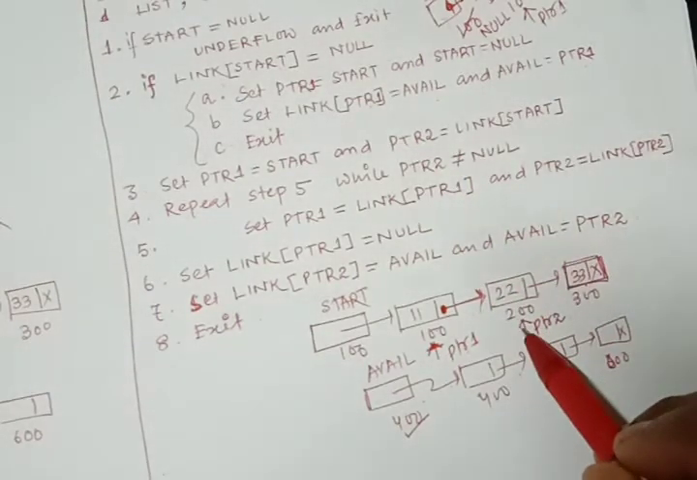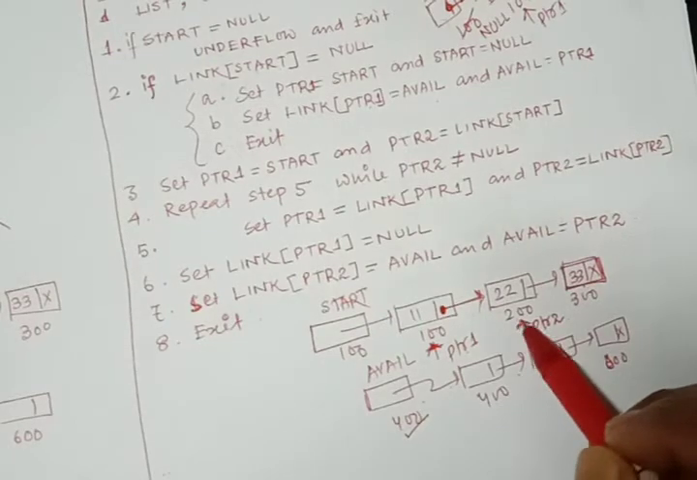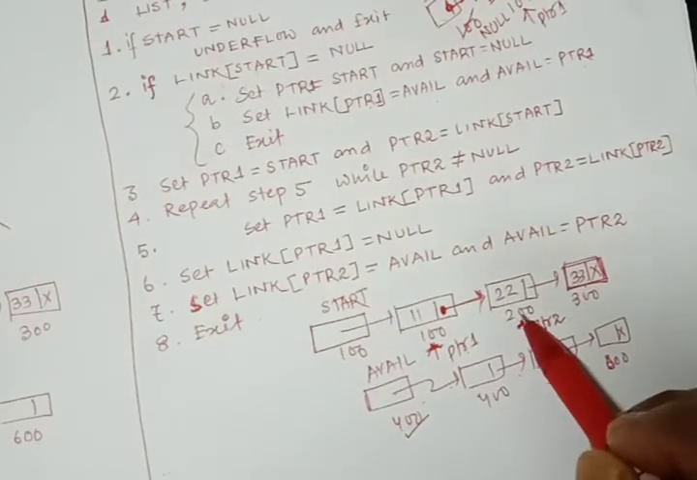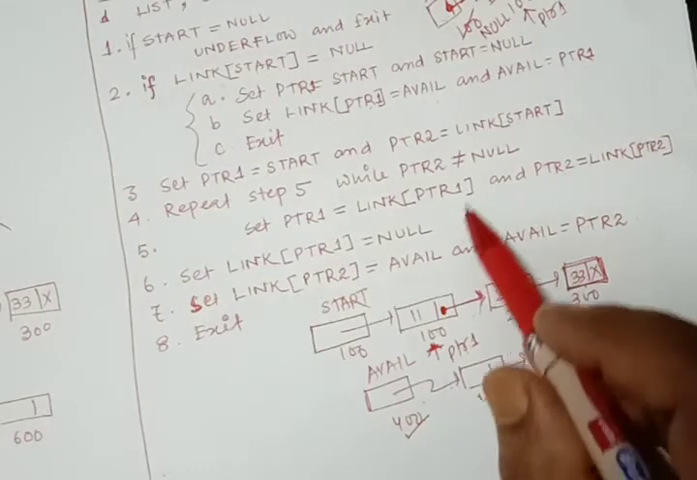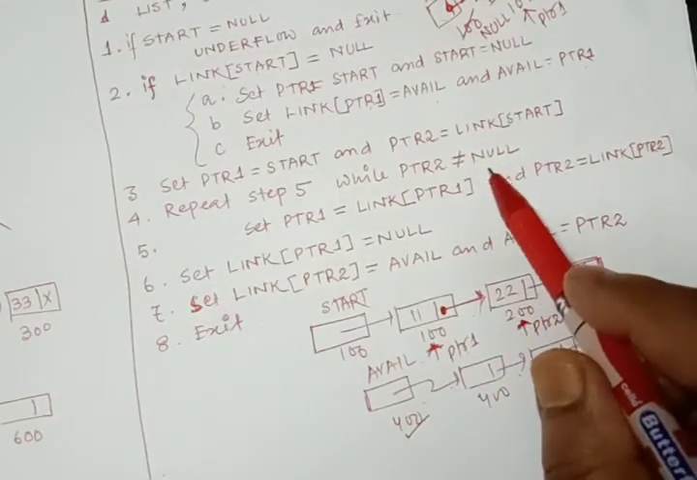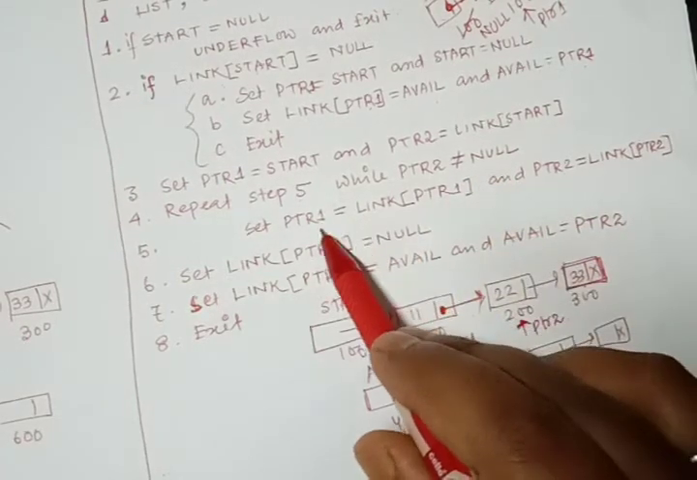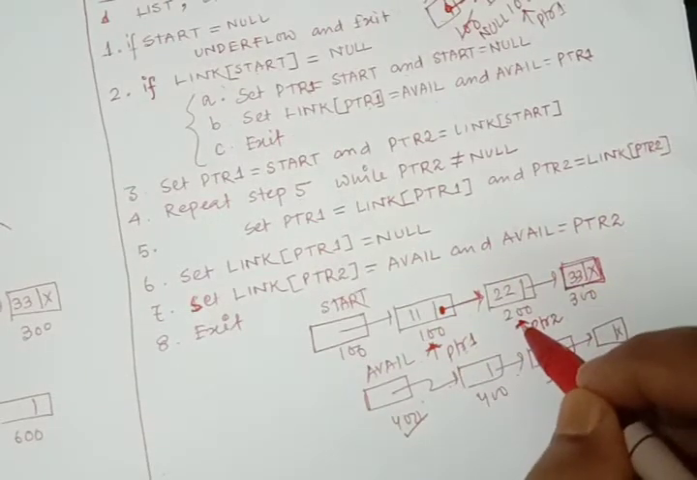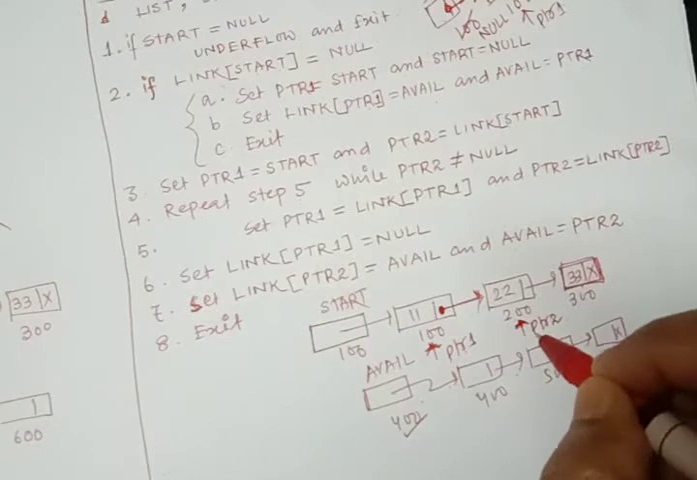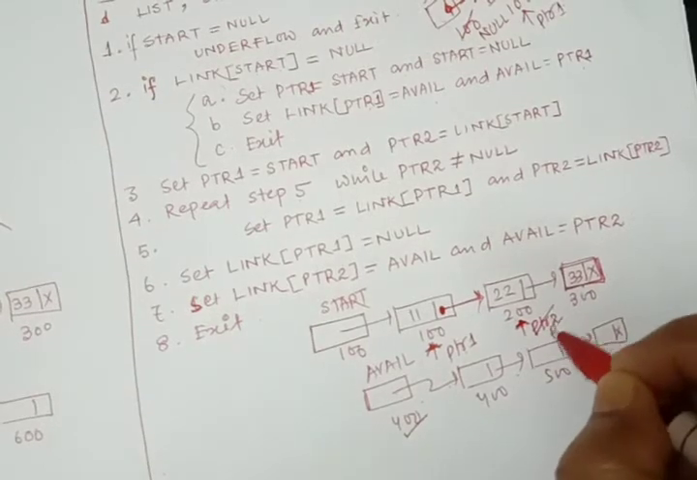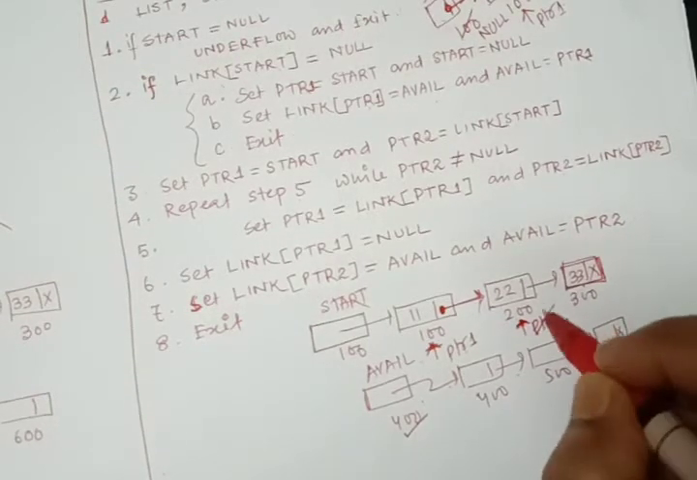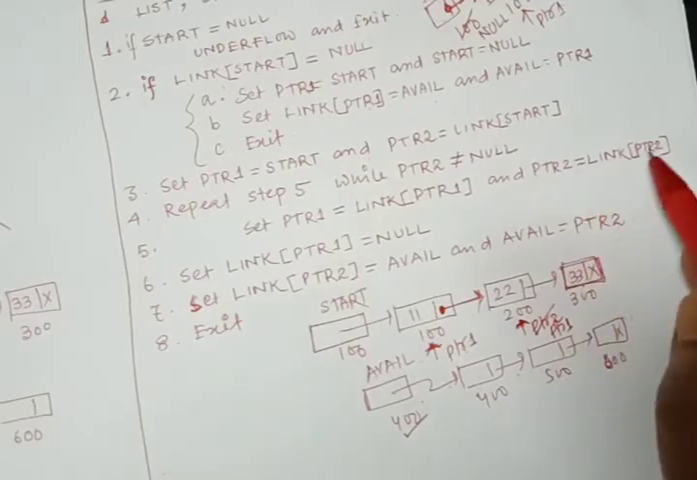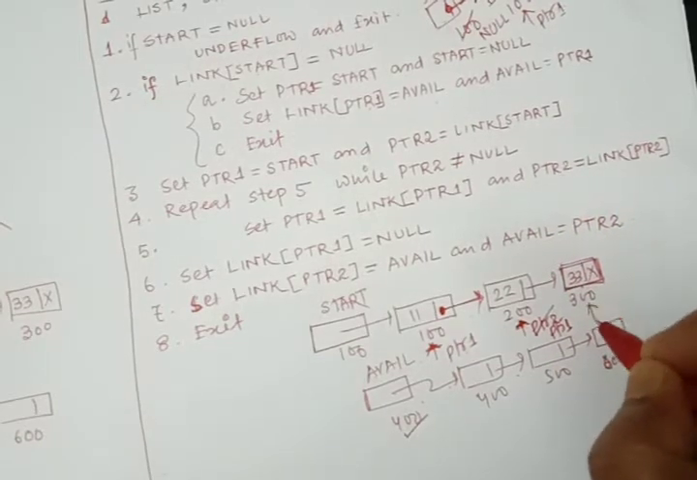So here the value of ptr2 is 200, which is not equal to null. Yes, ptr2 not equal to null. So this step will execute: ptr1 equal to link of ptr1. Now ptr1 will come here, and ptr2 equal to link of ptr2. ptr2 will come here.